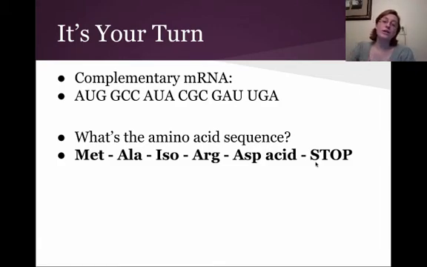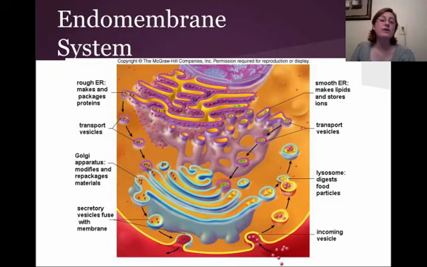Okay? So one of your objectives, you need to be able to look at a sequence of DNA and then actually transcribe and translate it, just like we've been doing on these slides, which are titled It's Your Turn. This is how every protein in your body is made. It goes through the transcription and the translation. And I just want to bring it back to chapter 3.